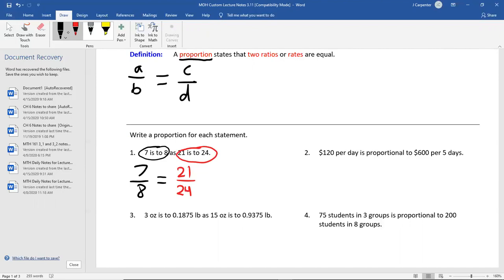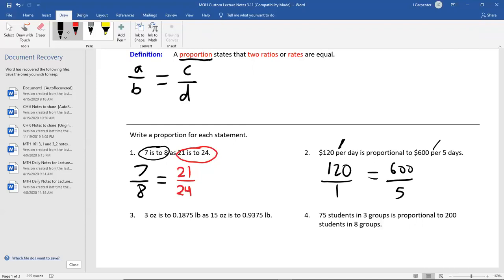So let's try out number 2. $120 per day, so per also means fraction, so that's our fraction bar right there, is proportional, so that's just another way of saying is equal to another fraction of $600 per 5 days. So again, the per is our fraction. So $120 per day. Now there's no number there, so it's 1. Is proportional means equals, and then $600 per 5 days, so the 600 goes on top, and the 5 goes on the bottom.